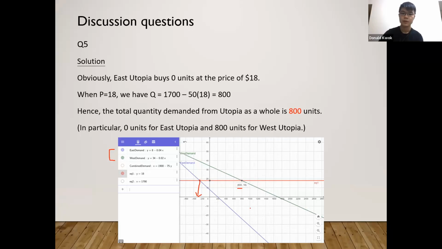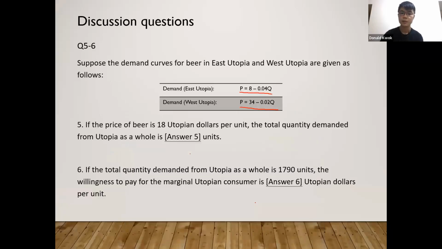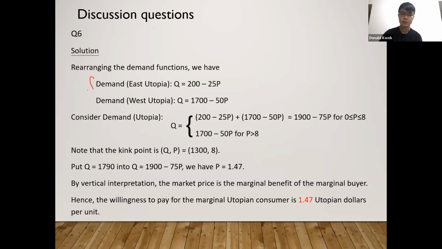All right, so for question 6, if the total quantity demanded from Utopia as a whole is 1,719 units, what would be the willingness to pay of the marginal consumer? So this time we really need to derive the combined demand curve. And be aware, to derive the market demand curve, we are summing up quantities instead of prices. However, the question gives you the demand curve using price as the subject. So this is why we need to do the change of subject using Q as the subject first. Right? So after doing the change of subject, we are now ready to derive the market demand curve.